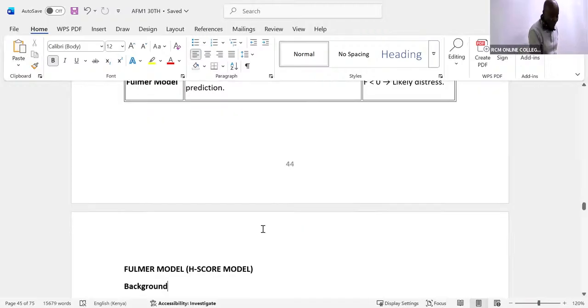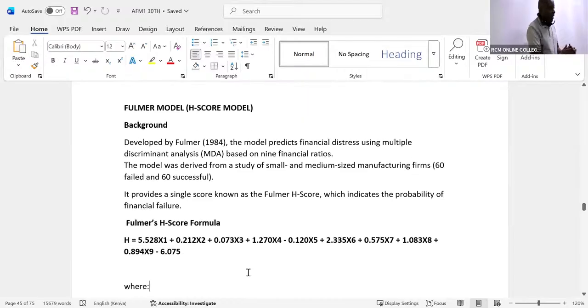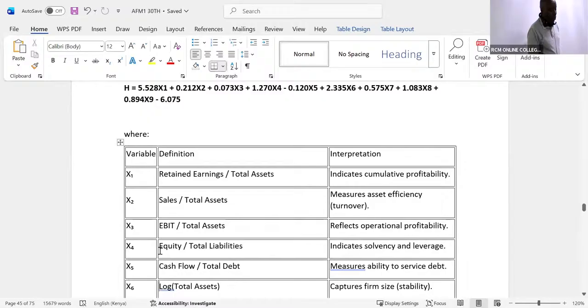When you talk of the Fulmer model, it basically makes use of 9 ratios in total. And if it comes, the formula will always be given to you. So no worries. Like you can see there, H equals 5 point whatever, x1 all the way up to x9. And then most importantly, they will guide you how to get those ratios. So for example, X1, they're telling you it's retained earnings over total assets. X2 is sales over total assets. X3, so it will be very easy to be given all the data which you need.